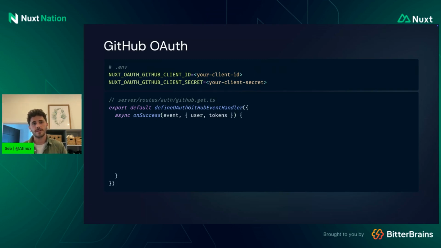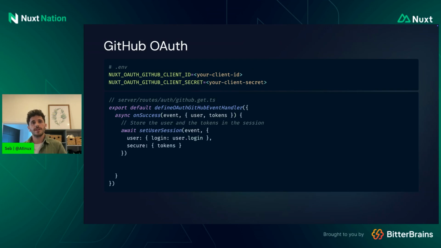We add our onSuccess callback. We get here the user and tokens back from the GitHub OAuth flow. Here we are storing only the user login and we keep the user access token in the secure property. Lastly, we redirect our user back to the home page.